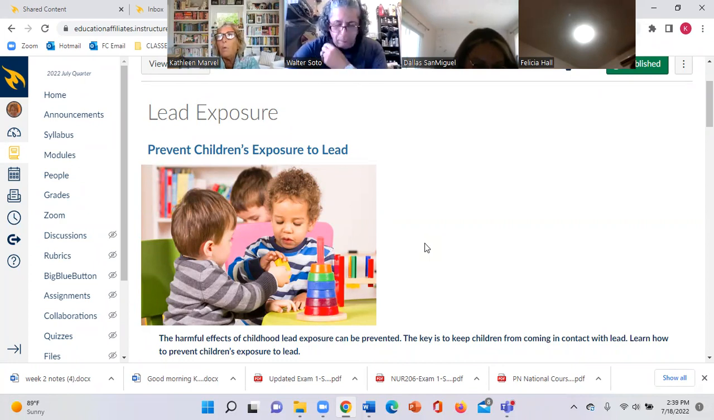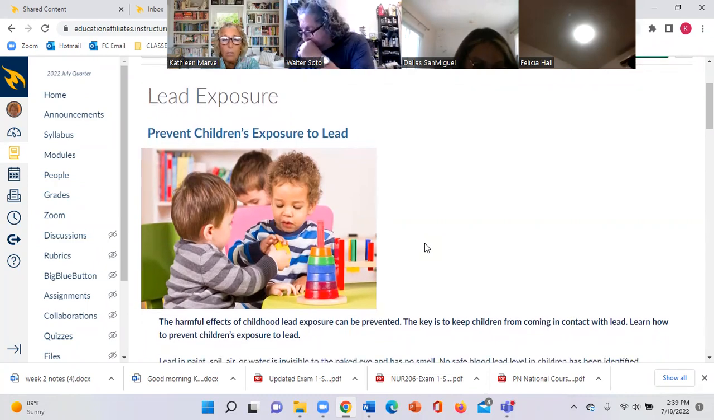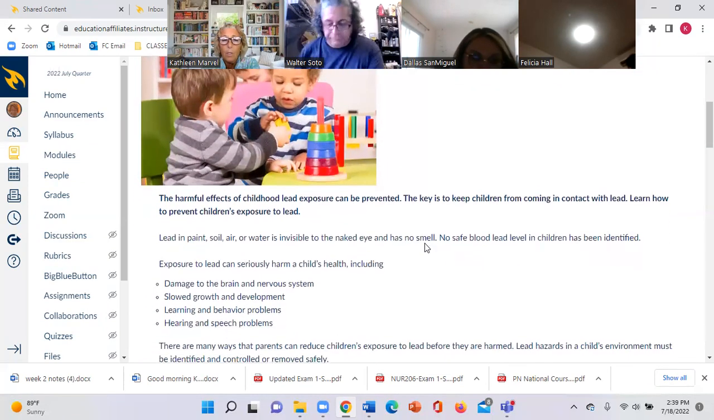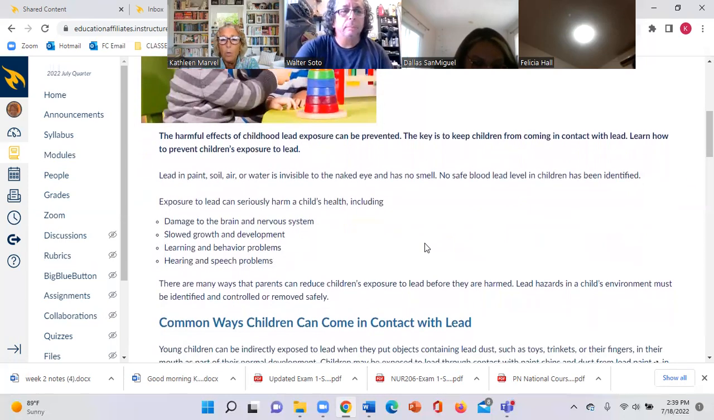One of the biggest risks to kids is exposure to lead. The harmful effects of childhood lead exposure can be prevented. The key is to keep the children from coming in contact with lead. Where do we find lead? It's in paint, soil, air, and water. And lead, as we know, is invisible to the naked eye and has no smell. If the kids are exposed to lead, it can cause serious harm. And again, this is right in your module.